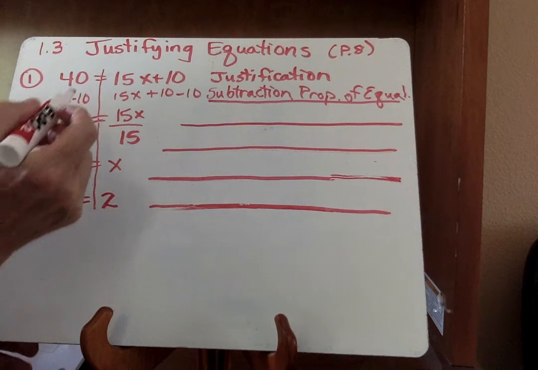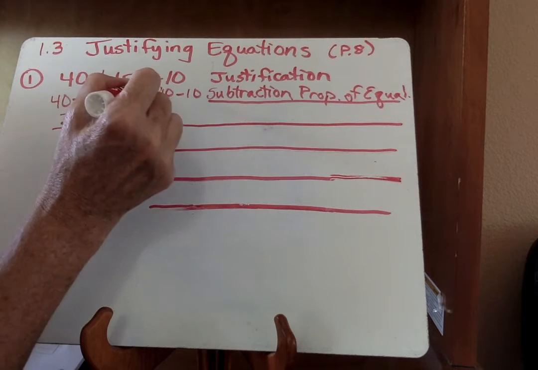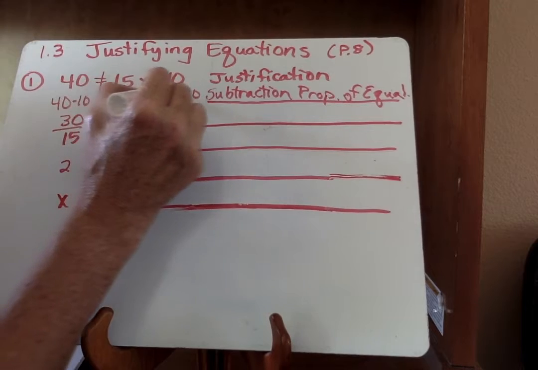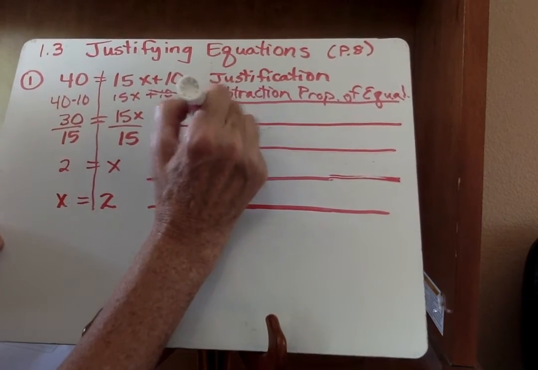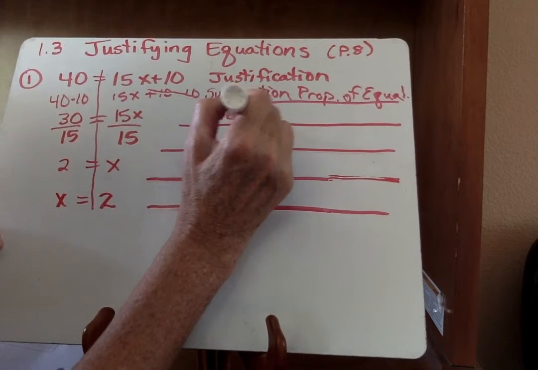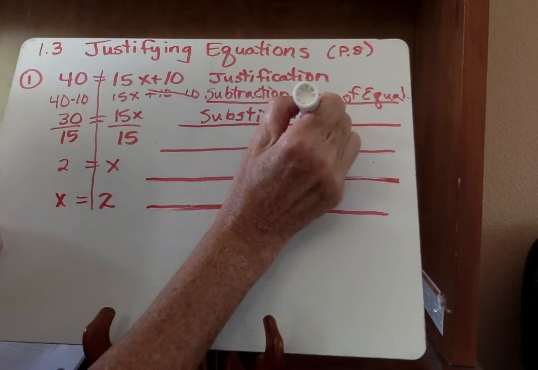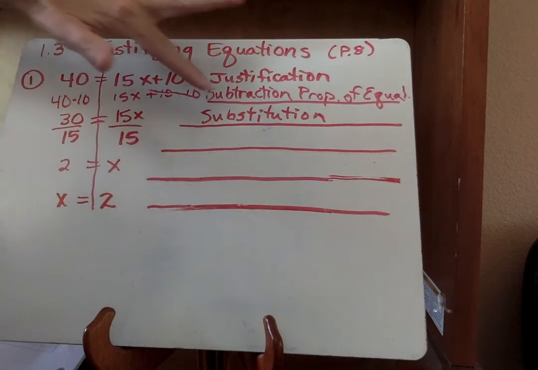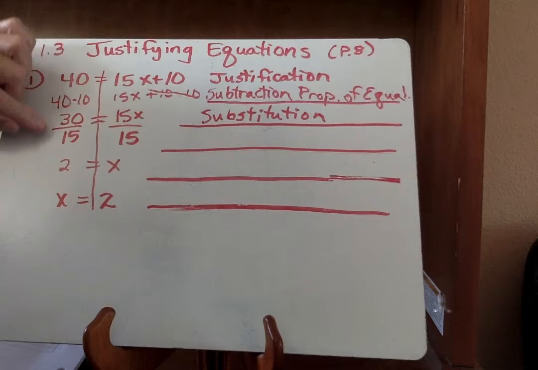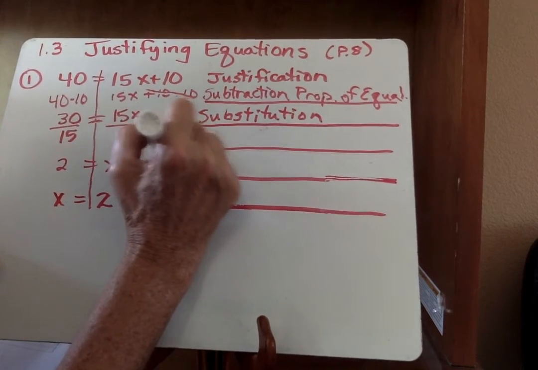Next thing we do is we substituted, because we went 40 minus 10 is 30, and 10 minus 10 is 0, so we did that. So we actually used the substitution property. Because we substituted 30 for 40 minus 10. Next, you see we simplify. That's another word for simplified. And then we divide it by 15 on both sides, so that's the division property of equality.